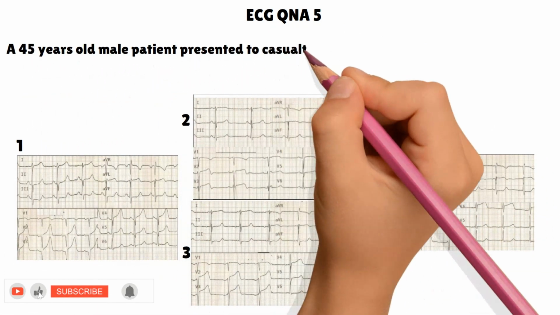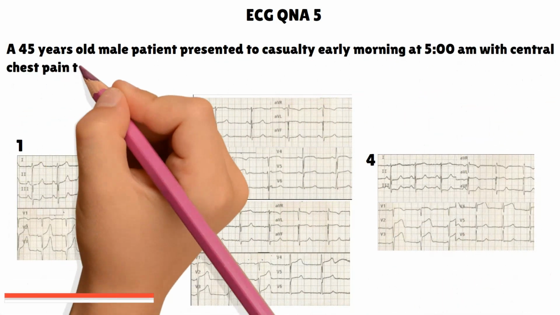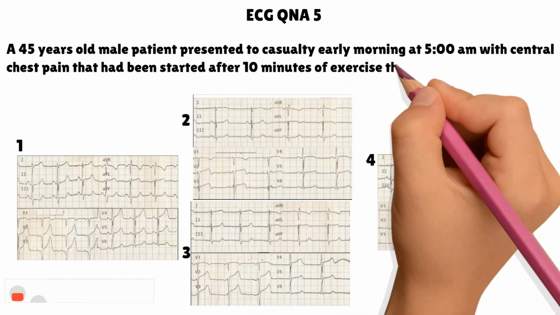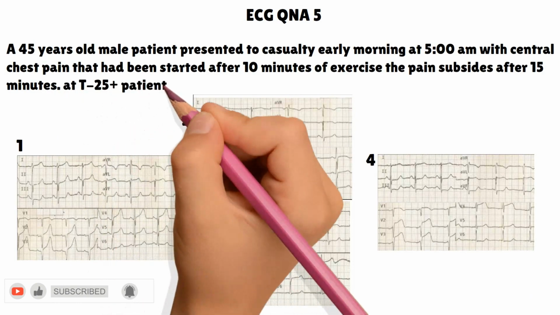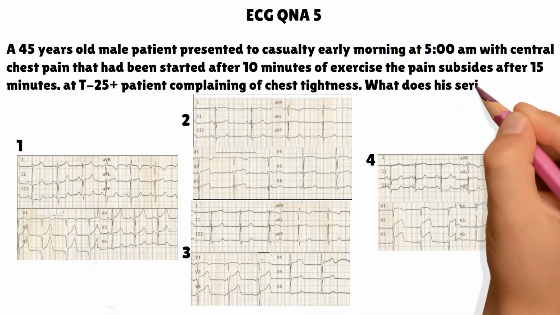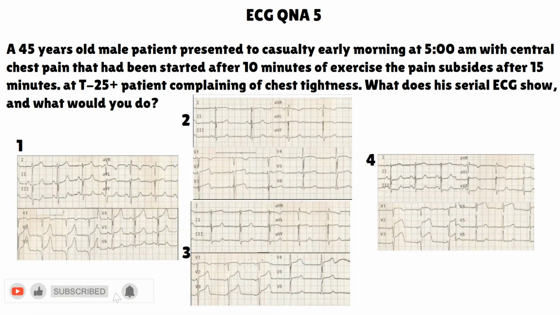So the question is, a 45 year old male patient presented to casualty early morning at 5 am with central chest pain that started after 10 minutes of exercise. The chest pain subsided after 15 minutes, but at T25 plus, the patient is complaining of chest tightness. So what does his serial ECG show and what would you do?